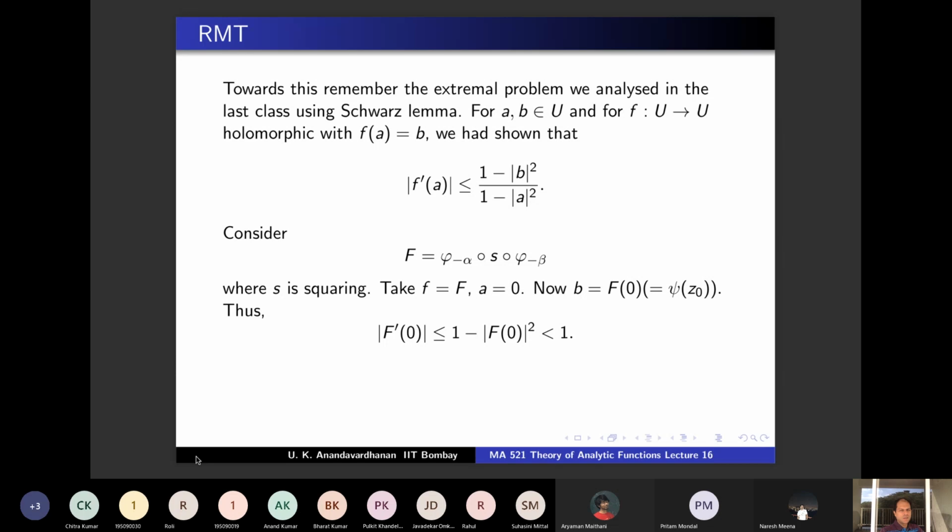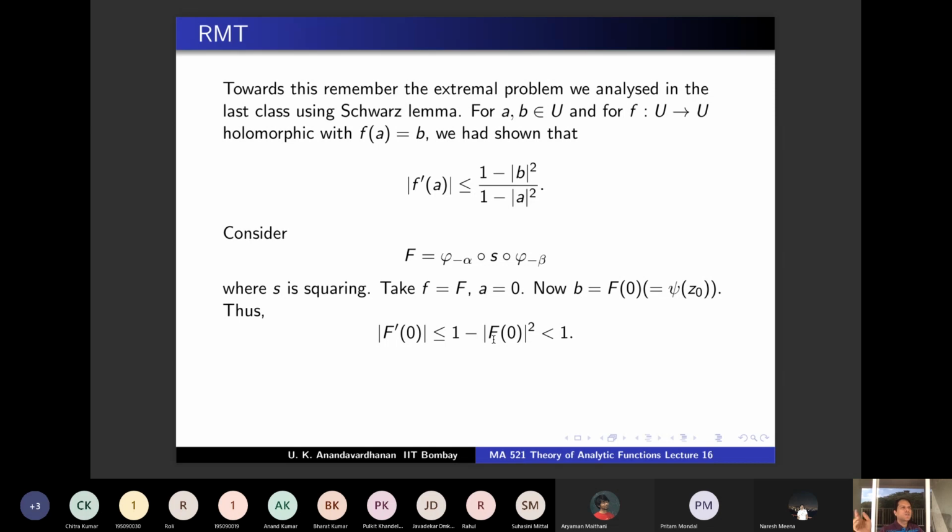What happens otherwise? Suppose it is equal to 1. If that is equal to 1, then what is the meaning of that? Then f of 0 is 0, no? If this is equal to 1, then f of 0 is 0. So capital F is a function where you can apply the original Schwarz lemma because it takes 0 to 0.